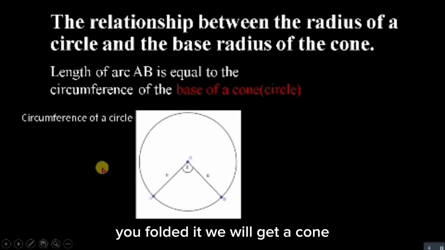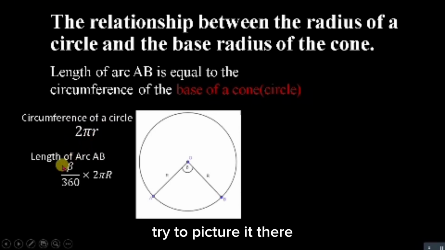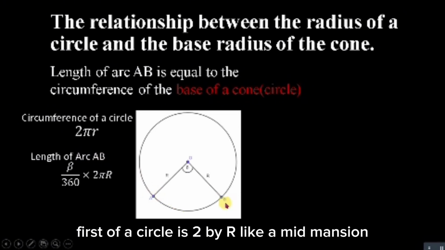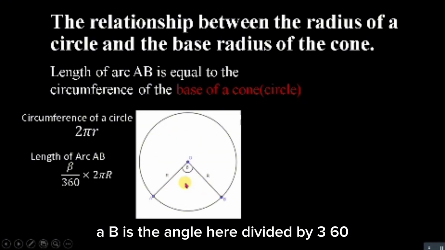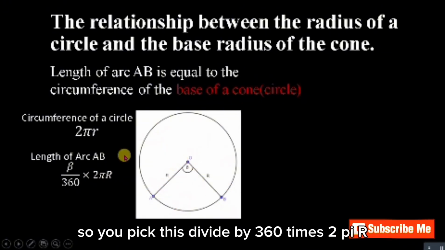Then the formula for finding the circumference of a circle is 2 pi r, like I made mention. The length of arc AB is the angle here divided by 360, because the total angle of the circle is 360. So we pick this divided by 360 times 2 pi r, and 2 pi r is the circumference of the circle, where r is the radius, and here the radius is labeled as capital R. That's why we have the capital R here.